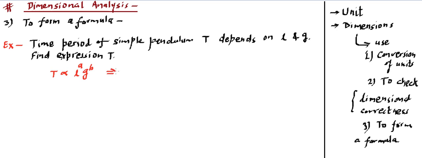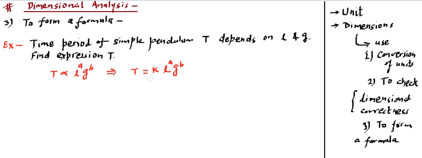We can remove the symbol of proportionality and we will bring a constant of proportionality k. The symbol of proportionality I have removed and k is a constant over here. That's a dimensionless constant. And L raised to power A and g raised to power B. So that becomes the expression or relation. Now we need to find out what the A and B are. To find A and B, what we need to claim is that this has to be dimensionally correct as well.